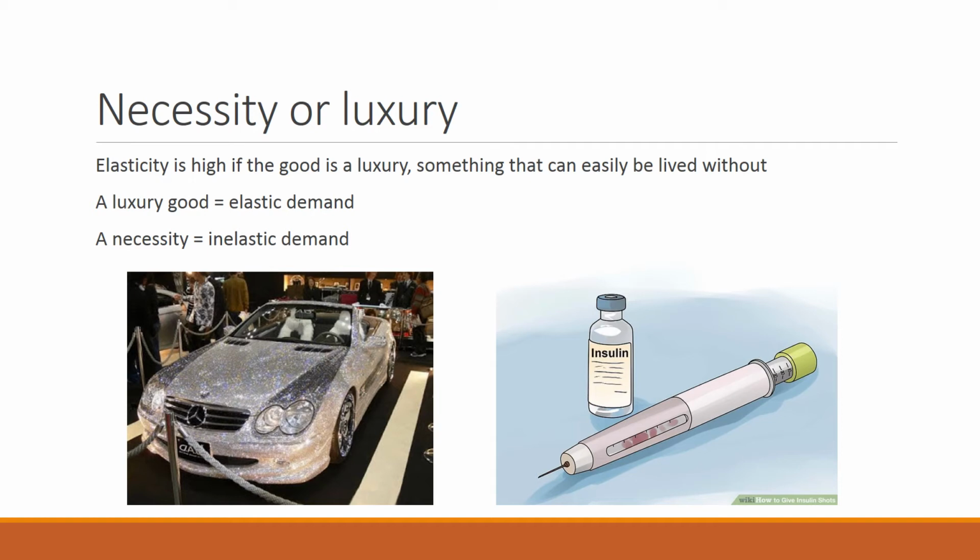On the other hand, if somebody needs insulin, well, that's a necessity for them. And price change in insulin, well, they still need it. So they still need their insulin shots, so they're going to have very inelastic demand because we would consider that good a necessity, can't be easily lived without. So again, even when the price goes up, they're still going to buy insulin. If the price falls, they're not going to buy a ton of insulin because again, there's no need to. There isn't this huge change in the quantity demanded regardless of a change in the price. So insulin would be inelastic demand or something like that.